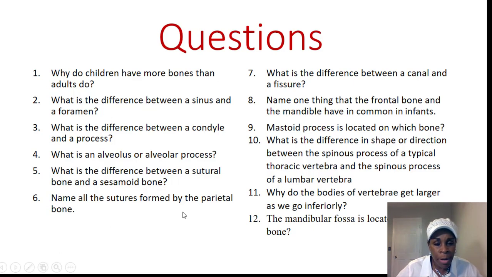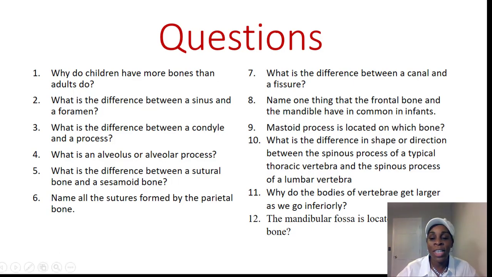Sutures formed by the parietal bone. The parietal bone is going to be formed by what? Sagittal, squamous, coronal, and lambdoid. The difference between canal and fissure. Canal will be something long. Fissure will be like a slit. Name two bones that are fused. Frontal bone and mandible are two bones for babies. They get fused when they grow up.